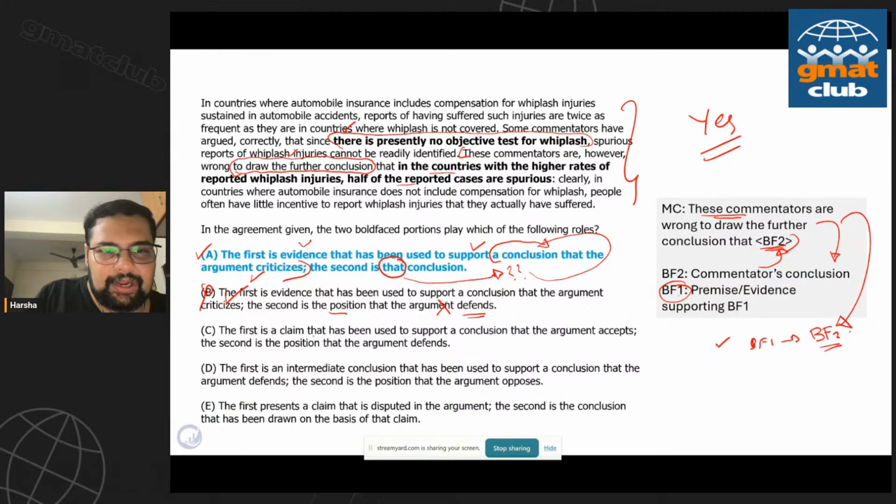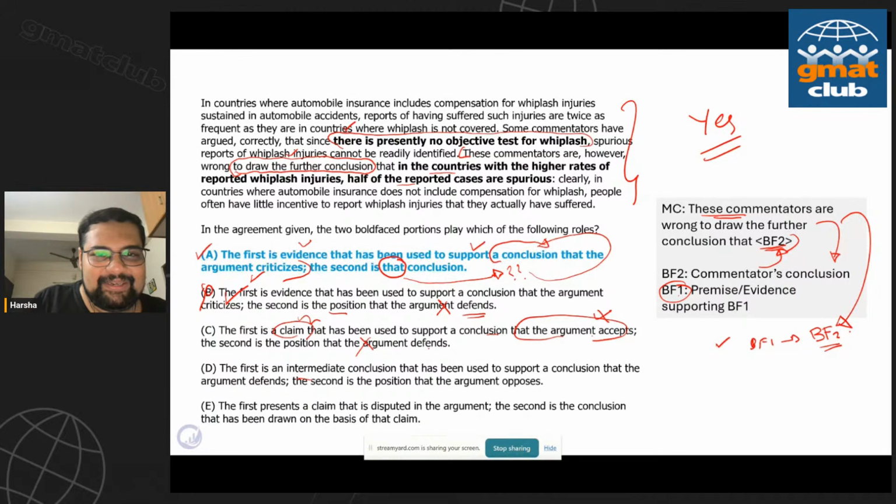The first is a claim. In fact, it's not even a claim, right? The author is kind of giving this as a fact. So you could argue that this is not a claim. The first is a claim that is being used to support a conclusion that the argument accepts. Big red flag here. It's used to support a conclusion which is criticized. So I'm showing you all these reasons why you could easily reject some of these choices. Second is the position that the argument defends. Again, no. It's the position that the argument criticizes, right? So you have enough reasons to reject these things.